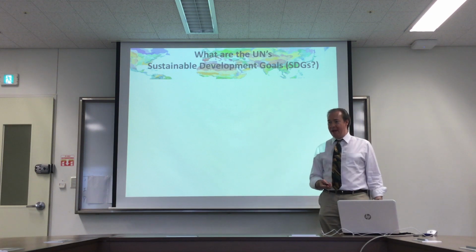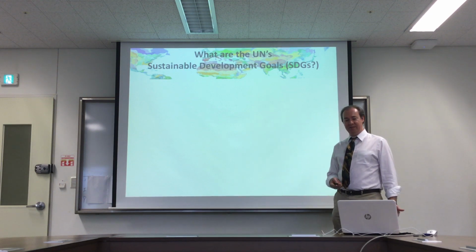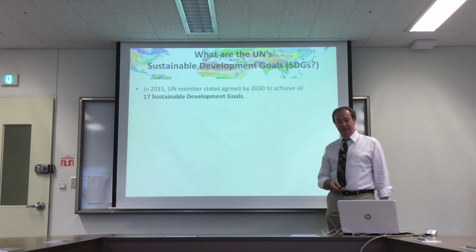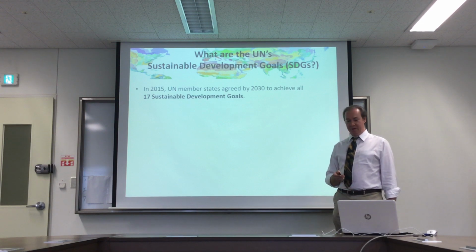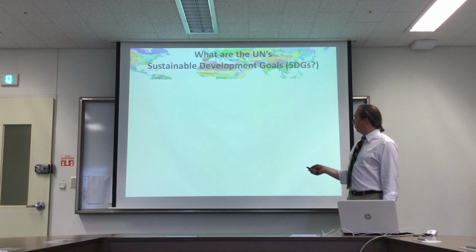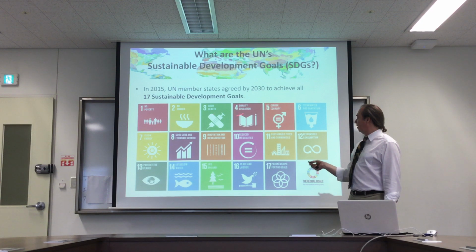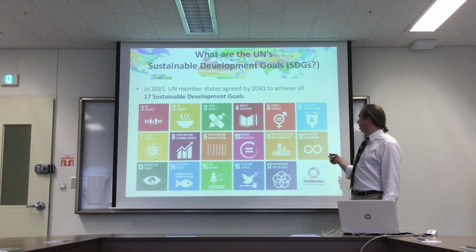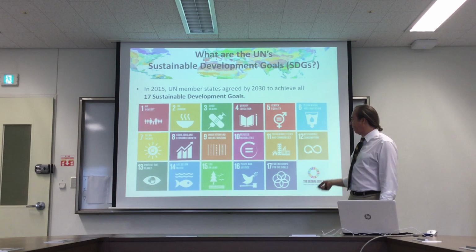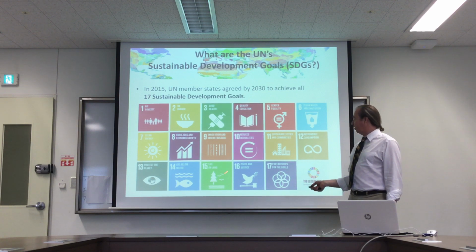And just for a background, I'm sure most of you already know, but what are the UN Sustainable Development Goals? In 2015, UN member states agreed by 2030 to achieve all 17 Sustainable Development Goals. And this is an image of those 17 Sustainable Development Goals, from no poverty to no hunger, good health, quality education, gender equality, clean water and sanitation, clean energy, good jobs, innovation and infrastructure, reduced inequalities, stable cities and communities, responsible consumption and production, protect the planet, life below water, life on land, peace and justice, and partnership for the goals.